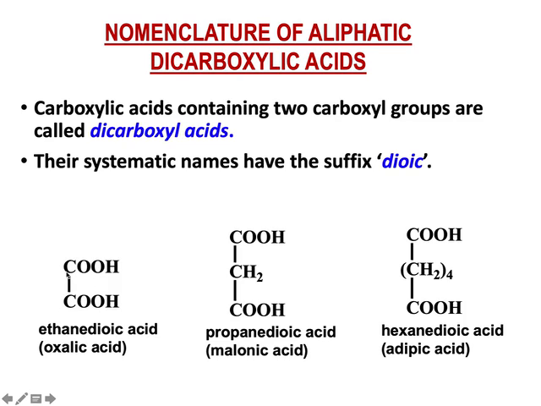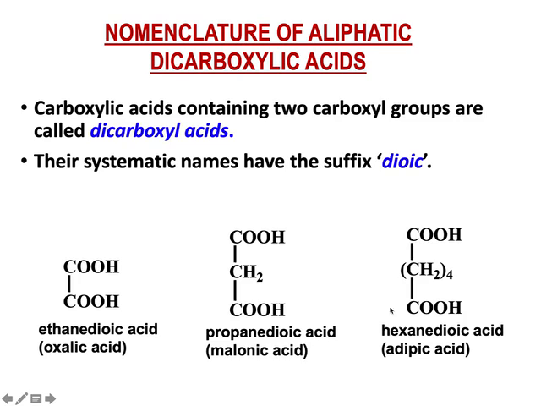This structure contains two carboxylic acids. This is an aliphatic carboxylic acid, so the name becomes ethane dioic acid. The common name for ethane dioic acid is oxalic acid. Here is another aliphatic carboxylic acid. In this aliphatic hydrocarbon, there are two C double bond OOH functional groups attached to the carbon, so the name becomes propane dioic acid, or the common name for this acid is malonic acid.